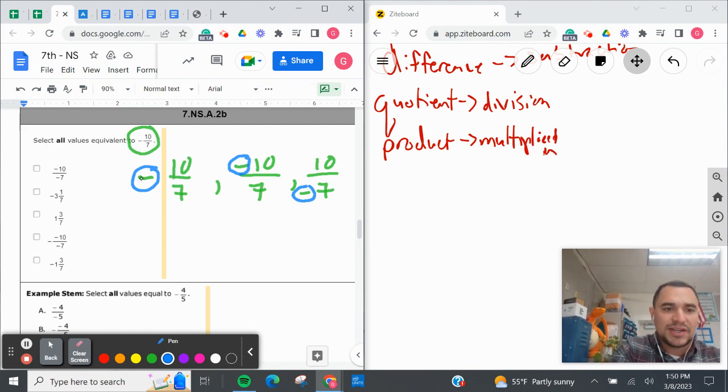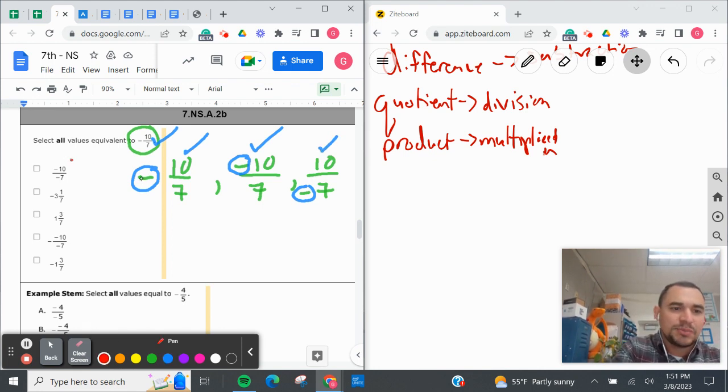So let's take a look. Do we have a negative 10 sevenths? Well, that's there. So that's done. A negative 10 over 7. I don't see a negative 10 over 7, so we're good there. How about 10 over negative 7? So is there a 10 over negative 7? No, there's not. But what do we have?